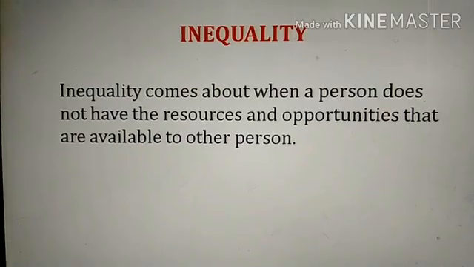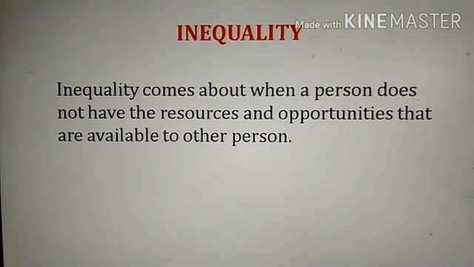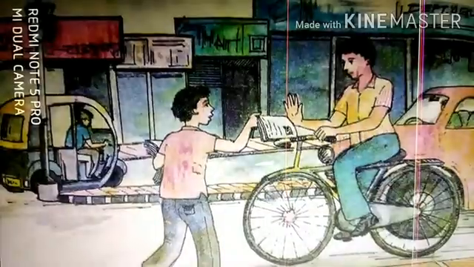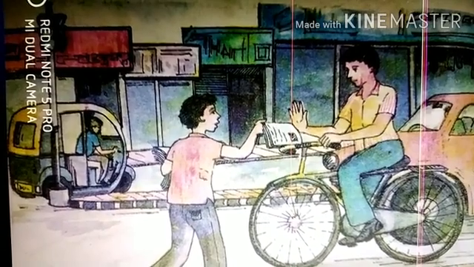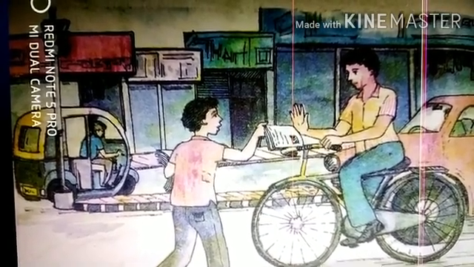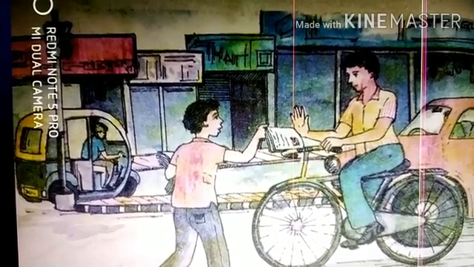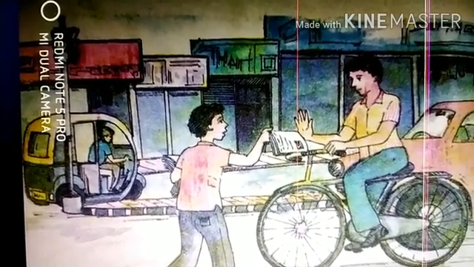So, what is inequality? Inequality comes about when a person does not have the resources and opportunities that are available to another person. In this story, Samir Ek belonged to a rich family. That's why he got an opportunity to study in school. At the same time, Samir Do belonged to a poor family background. That's why he didn't get an opportunity to study in school. And also, he was compelled to work. Such differences lead to inequality among them. That means the differences between people on the basis of resources and opportunities available to another person lead to inequality among the people.